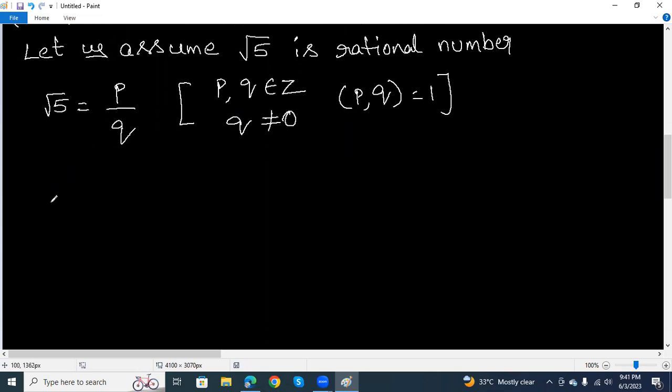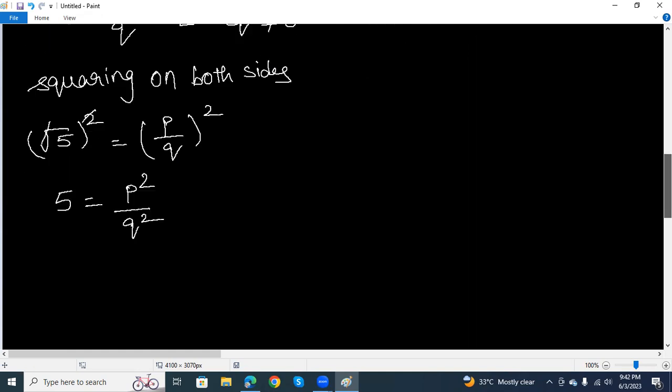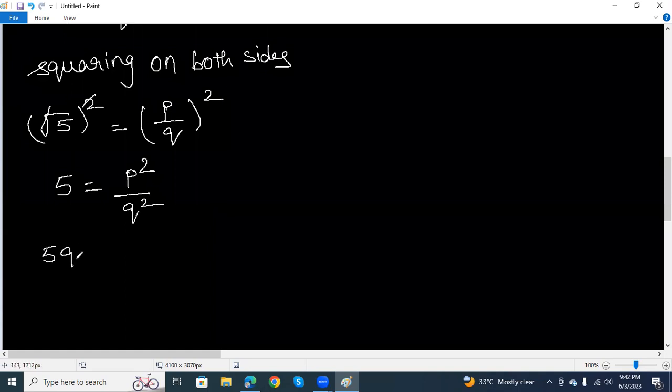Now, squaring on both sides. If we have an extra term, we will shift that to the right side. When we have a single term, we will square on both sides. Squaring on both sides, root 5 whole square is equal to p by q whole square. Square and root get cancelled. 5 is equal to p square by q square. That means 5q square is equal to p square.